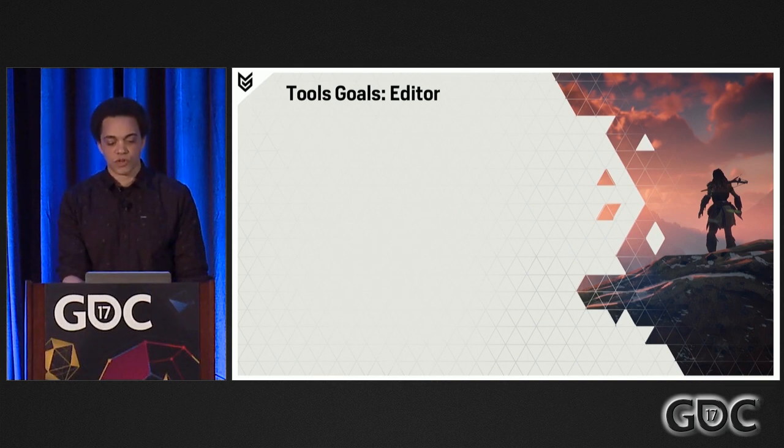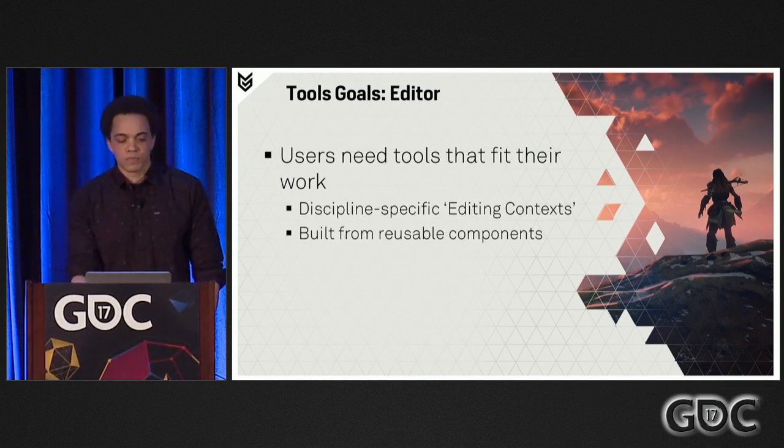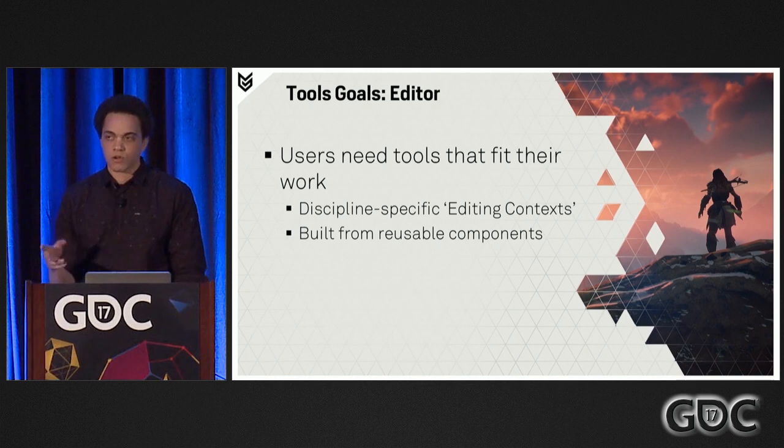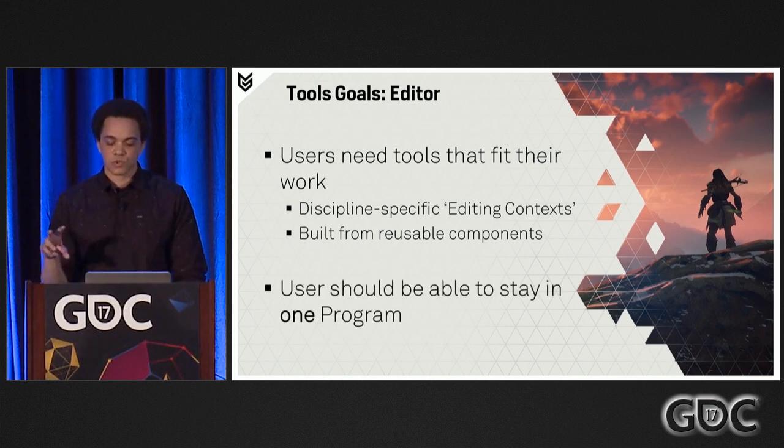So in terms of our goals for an editing environment, we wanted to make sure that we would build tools that would fit our content creators' needs. So to that end, we decided to build specific editors for each discipline, and we would call these editing contexts. And we would build them from reusable components so that we could then create new ones for other teams as they needed them. And these editing contexts would sit inside of a single application where the content creator would be able to do all of their work. And this would become the integrated game development environment, which we now call the Decima editor.